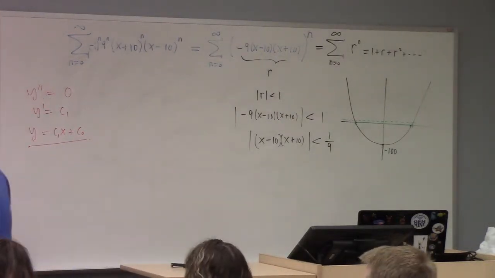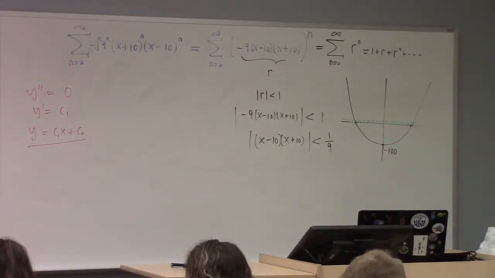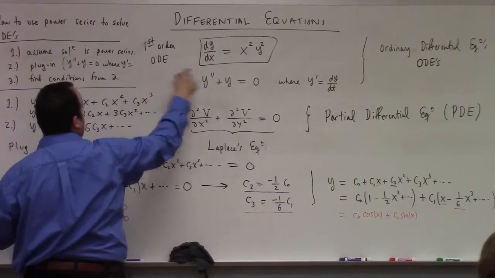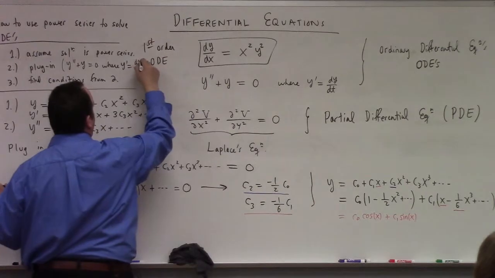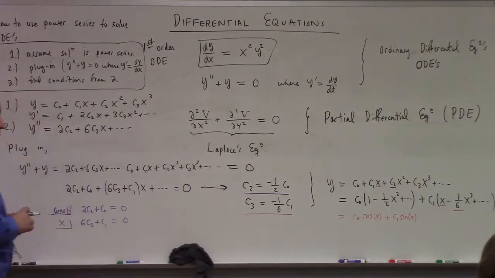What have I solved? Just to be fussy, I plugged it into y prime prime plus y equals 0, where y prime is what? Not dy dt, but dy dx, right? Sorry about that. I switched independent variables midstream. Didn't mean to do that. That was an accident.